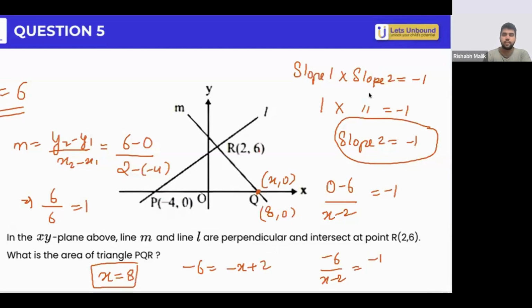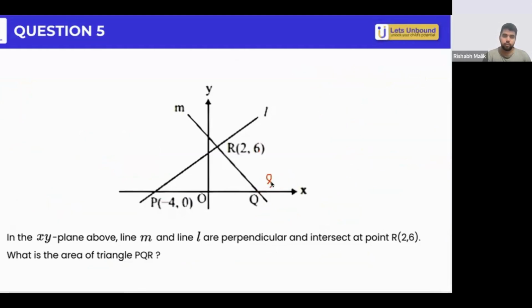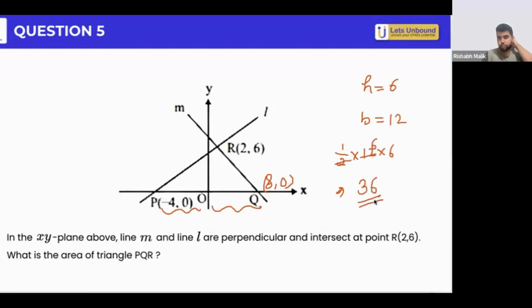So this is basically the application of perpendicular lines. This point now becomes 8, 0. Height we already had as 6. So 8 units towards right, 4 units towards left. So total distance is going to be 12. So the formula to find out the area of the triangle is 1 by 2 times 12 times 6. And if I cancel this out, 6 times 6 comes out as 36. So that is an approach to solve these kind of questions.